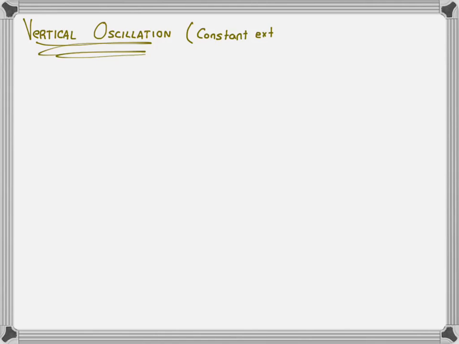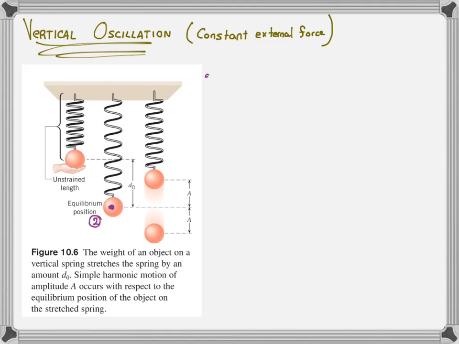So almost done, guys. Last thing to really talk about is vertical oscillation. Again, just kind of touching base on a few things. In a vertical oscillation, you're usually going to experience a constant external net force. That external force is usually going to be gravity.